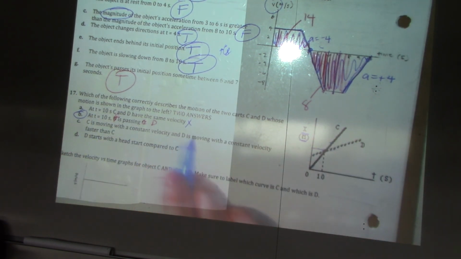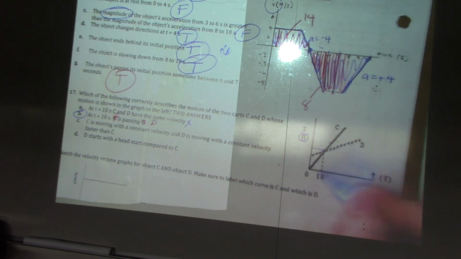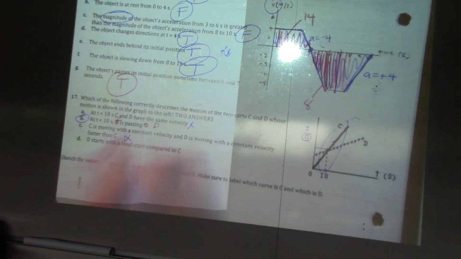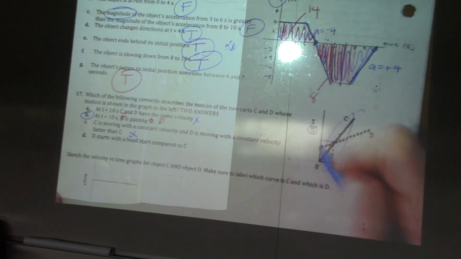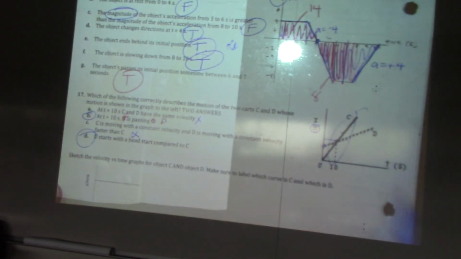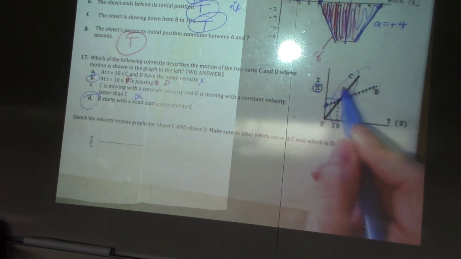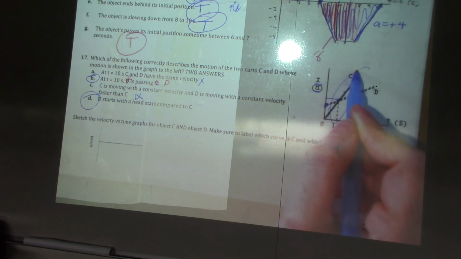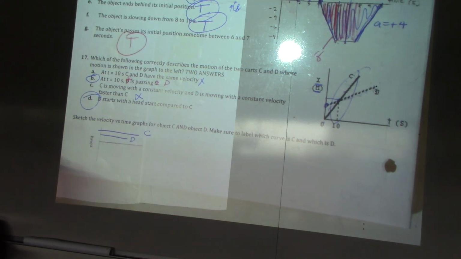C is moving with a constant velocity, and D is moving at a constant velocity that's faster. They are both moving with constant velocities because they are straight, but C is the steeper line, so C is the faster velocity, so that is not true. And D starts with a head start. Yes, at the very, very beginning, D has an initial position ahead of C, so that one was true, it has a head start. And lastly, our velocity versus time graph. We just said that they both are constant velocities, they're both positive, but they're not the same. C, we said, was a steeper line, so it's a higher velocity. So this would be like C, and this would be D. Both constant and positive, it's just C is a little bit higher because it is a little bit faster.